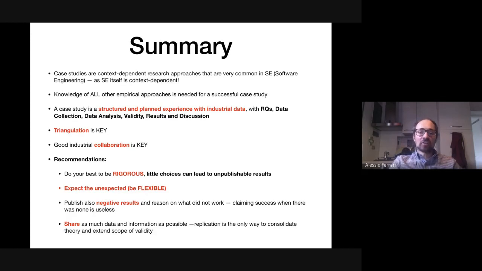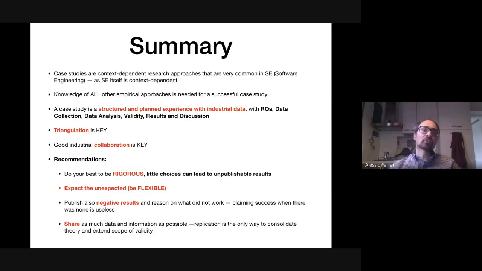Case study is a structured and planned experience with industrial data. This is the shorter way of defining a case study. So well structured and well planned, using industrial data, with research question, data collection procedure, data analysis, validity, results, and discussion. These are the key elements that you should always put in your report, and you should also always consider in your structured analysis. Triangulation is key, and good industrial collaboration is key.